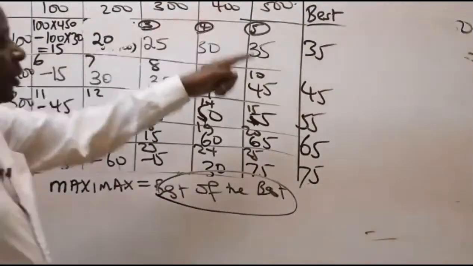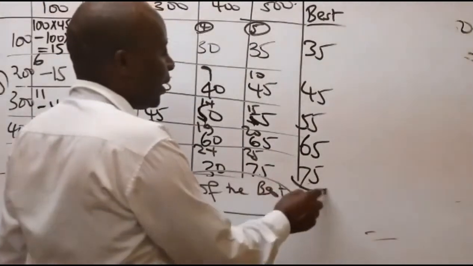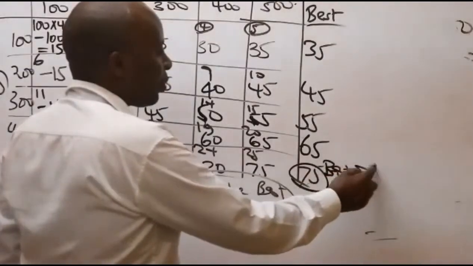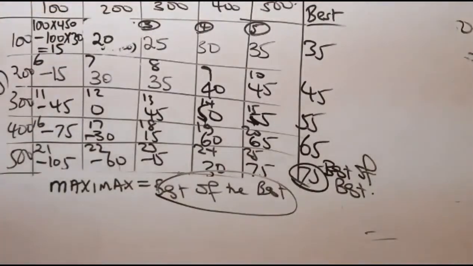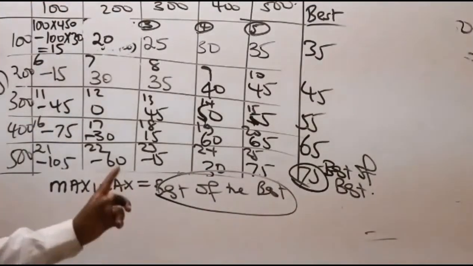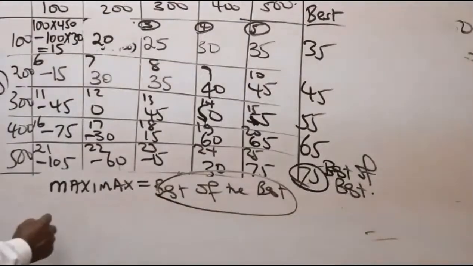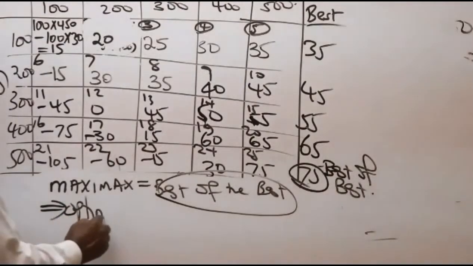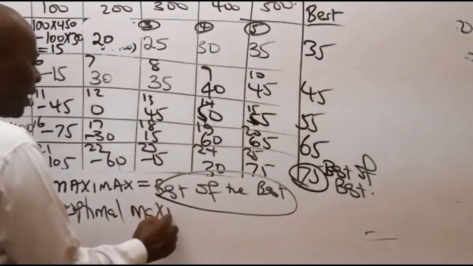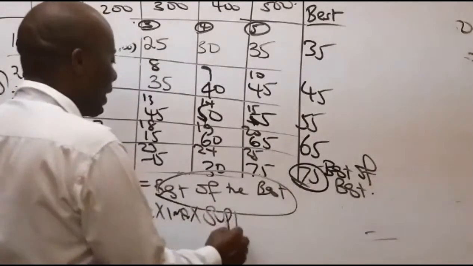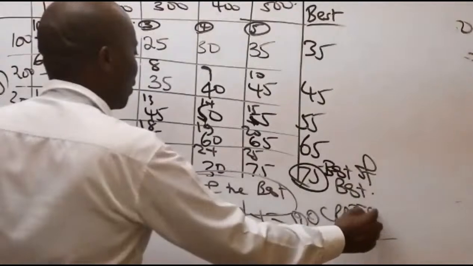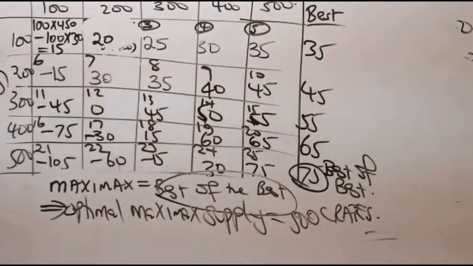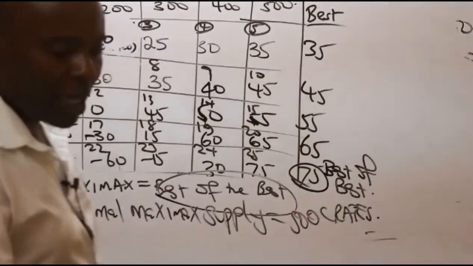Right? So amongst all these, which one is the best of the best? It is this 75. This is what we call best of the best. And if that is the case, then we are advising these people to supply. So the optimal maxi-maxi supply equals 500 crates. That is maxi-maxi. And then, ladies and gentlemen, we have the last one here.